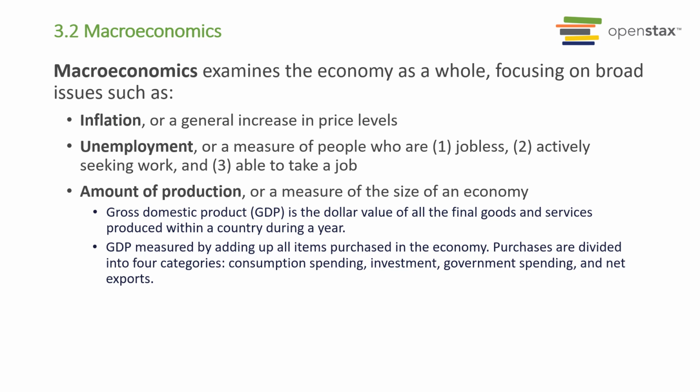GDP is the total value of goods and services produced within a country's borders. In other words, its total output. It is also a coincident economic indicator. GDP is measured by adding all the items that are purchased in the economy. Purchases are divided among four broad categories: consumption, investment, government, and net exports.